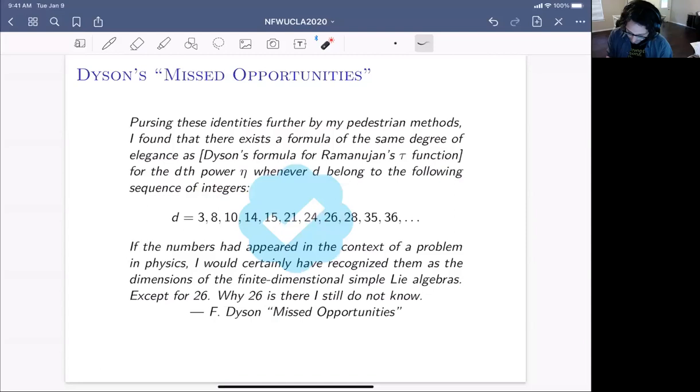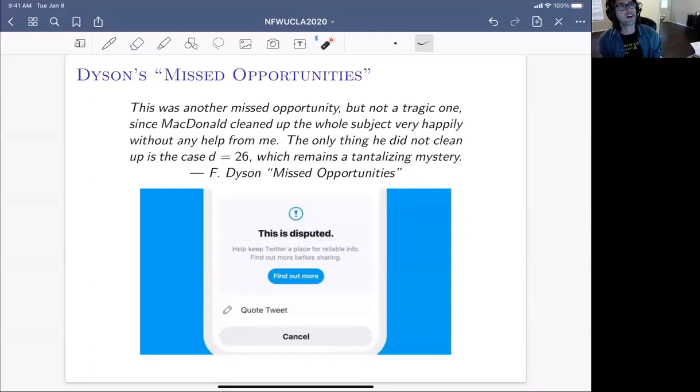He goes on. He talks about how Macdonald's daughter and his daughter were at the same school and so on. But this was another missed opportunity, but not a tragic one, since Macdonald cleaned up the whole subject very happily without any help from me. The only thing he did not clean up was the case d equals 26, which remains a tantalizing mystery.